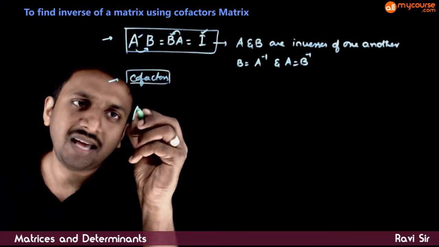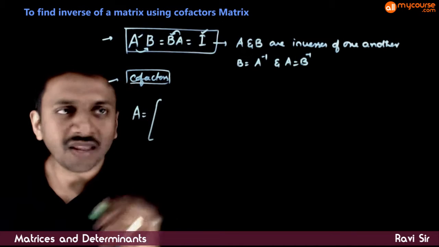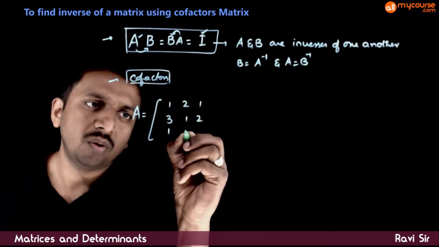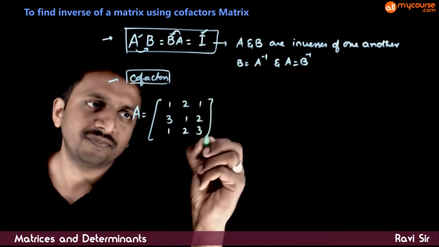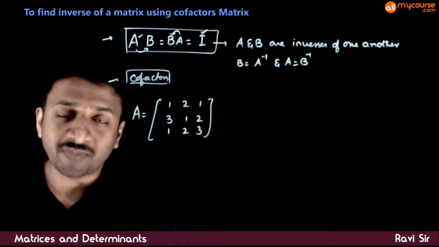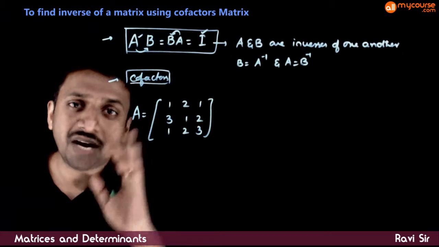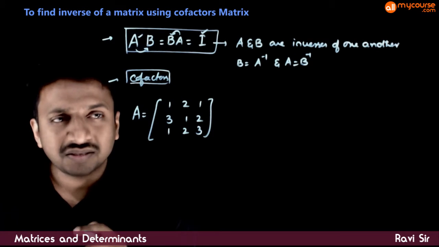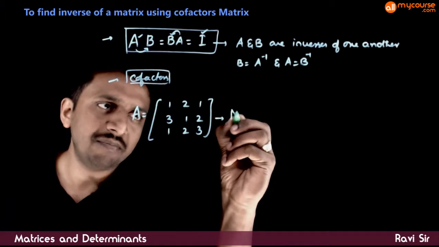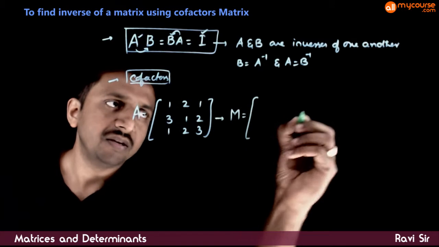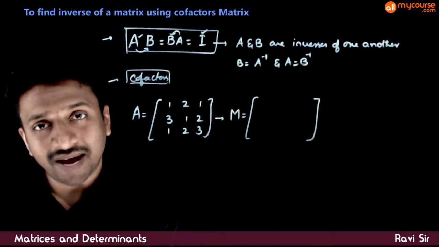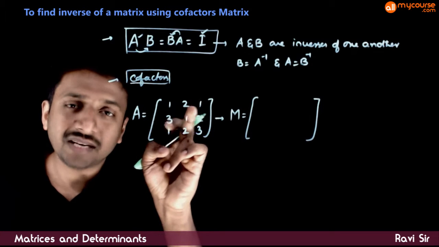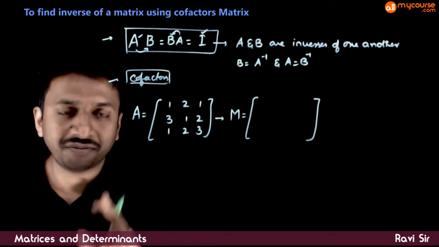So let us take A as the matrix 1 2 1, 3 1 2, 1 2 3. Let us take this as matrix A and try to find the inverse. To find the inverse, first let me calculate the minors matrix. You have already learned what the minors matrix is: a matrix which contains the minors of the corresponding elements of A.